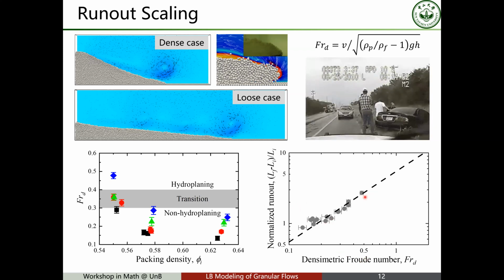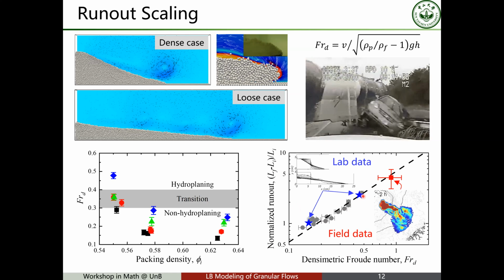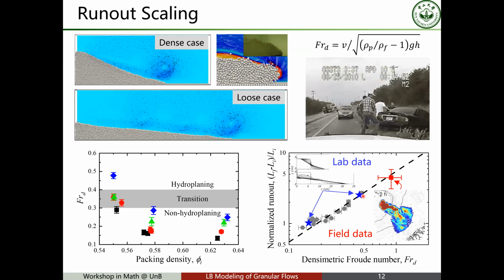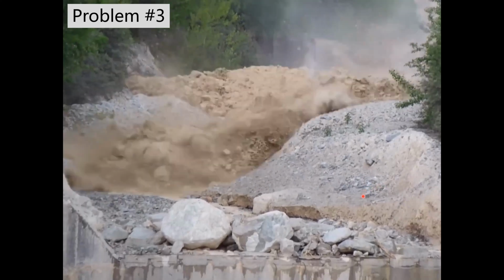The dots here represent the LBM-DEM simulations. If we plot the data on a log-log scale, we get this linear relationship. We can also add the lab data as well as the field data, and you can see that all this data falls onto the same line. That means this relationship holds no matter the scale. It is valid for a small-scale problem and also for a large-scale problem. So this is our second problem.